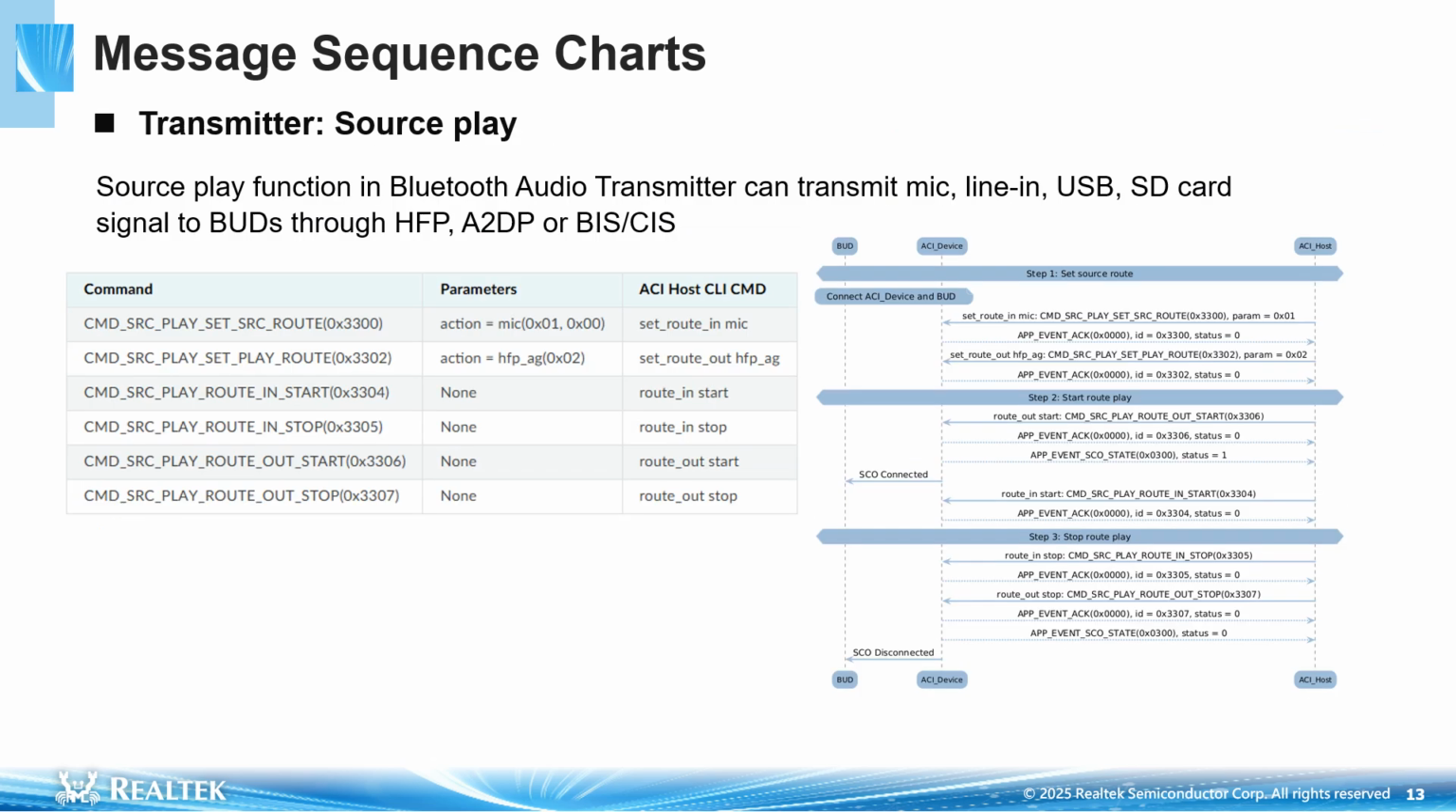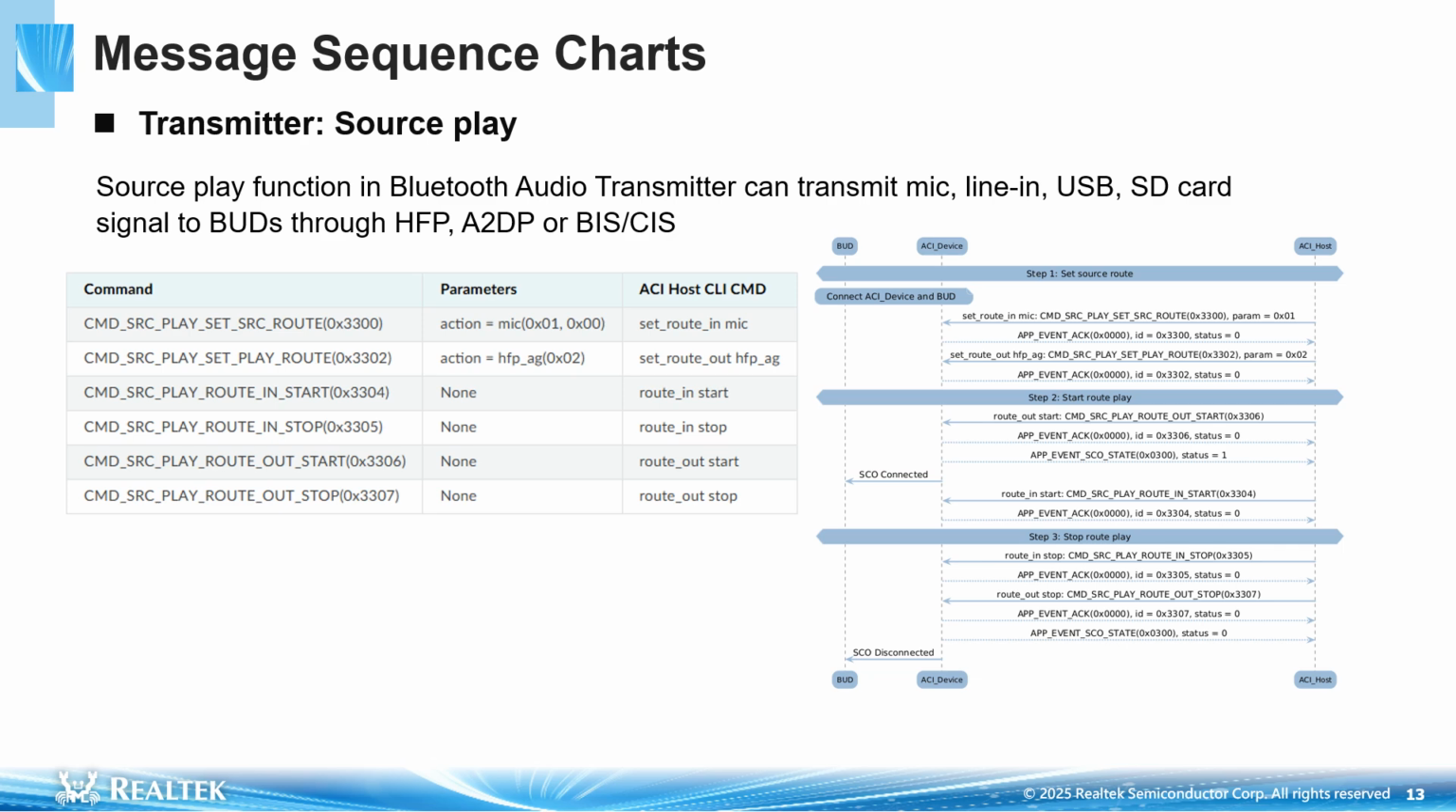Transmitter supports source play function, which can transmit mic, line-in, USB, SD card signal to buds through HFP, A2DP, or BIS/CIS. Here we introduce the application of mic as the input source, HFP as the output source, line-in as the input source, and BIS as the output source.